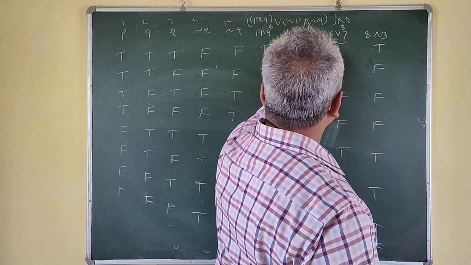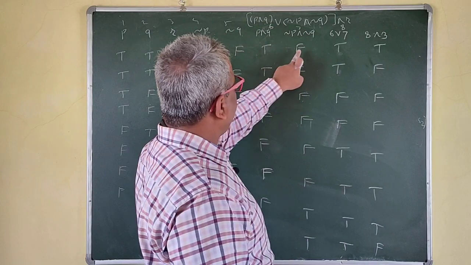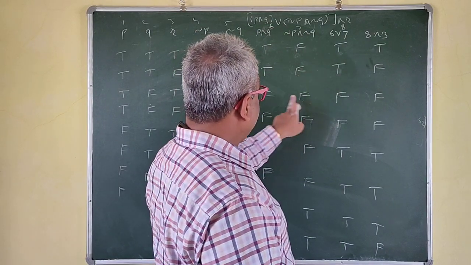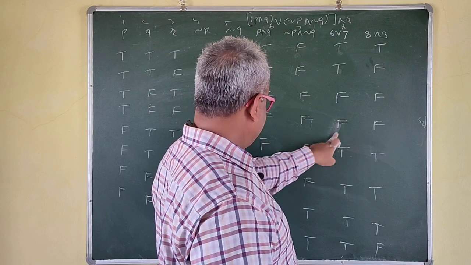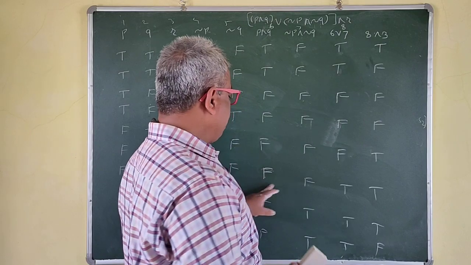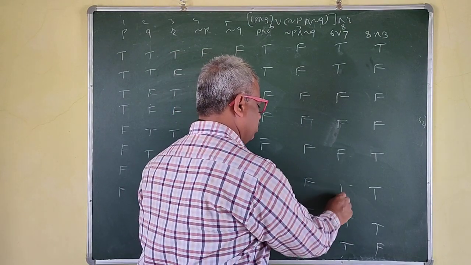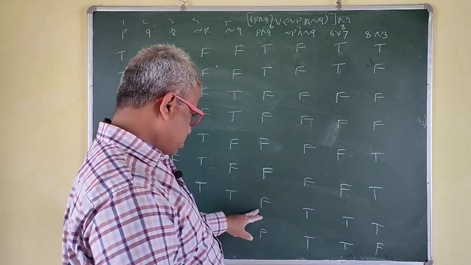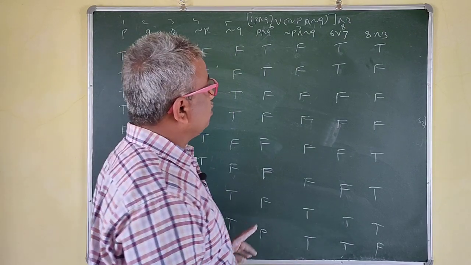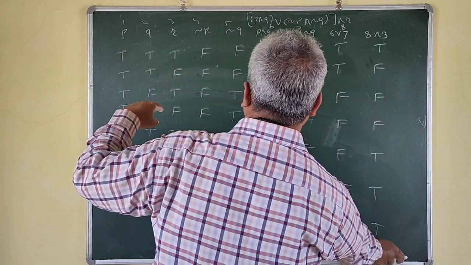Okay. Now 6 or 7 now. T or F is T. F or F is F. F or F is here also F. So take care. F or T is T. This is correct.